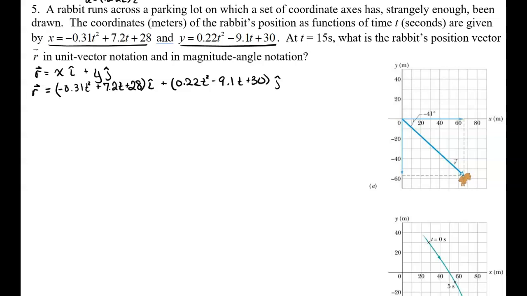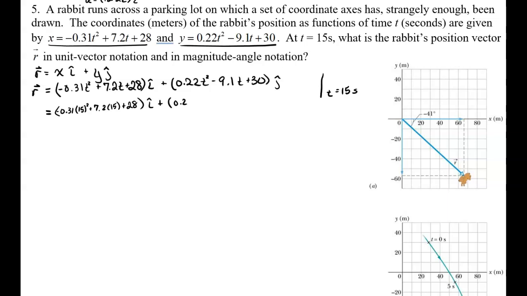Now to make it extra special, we go, okay, 15 seconds. So what am I going to do? Boom. I'm going to say, okay, t is 15. So I'm going to go through here and I'm going to plug 15 in every single place I see a t. So if I come in here and I've got, okay, negative 0.31 times 15 squared plus 7.2 times 15 plus 28. That's in the i hat direction.